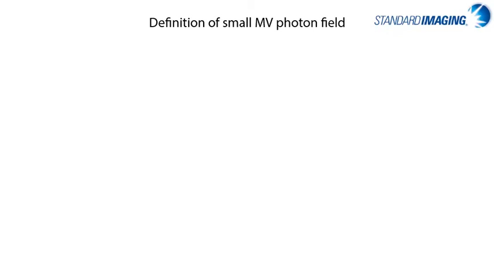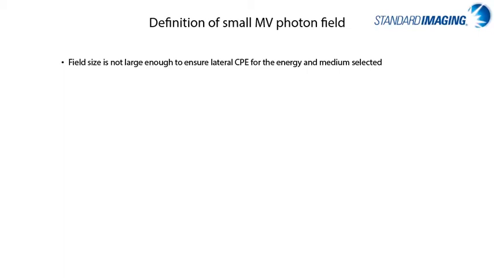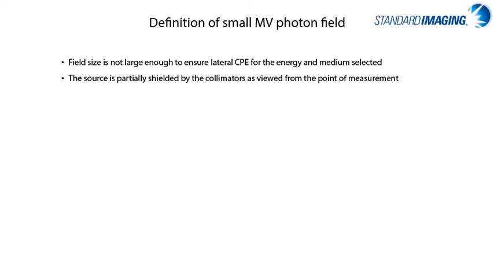So it should be clear now that the term small field is a bit of a loaded question if you ask someone to define it, as there really is no simple definition. However, for the purposes of this talk, and in agreement with the forthcoming AAPM TG155 report, the main characteristics are as follows: the field size is not large enough to ensure lateral CPE in the medium of interest for the energy selected. Further, the source is partially shielded by the collimators as viewed from the point of measurement. And finally, the detector disturbs the fluence.